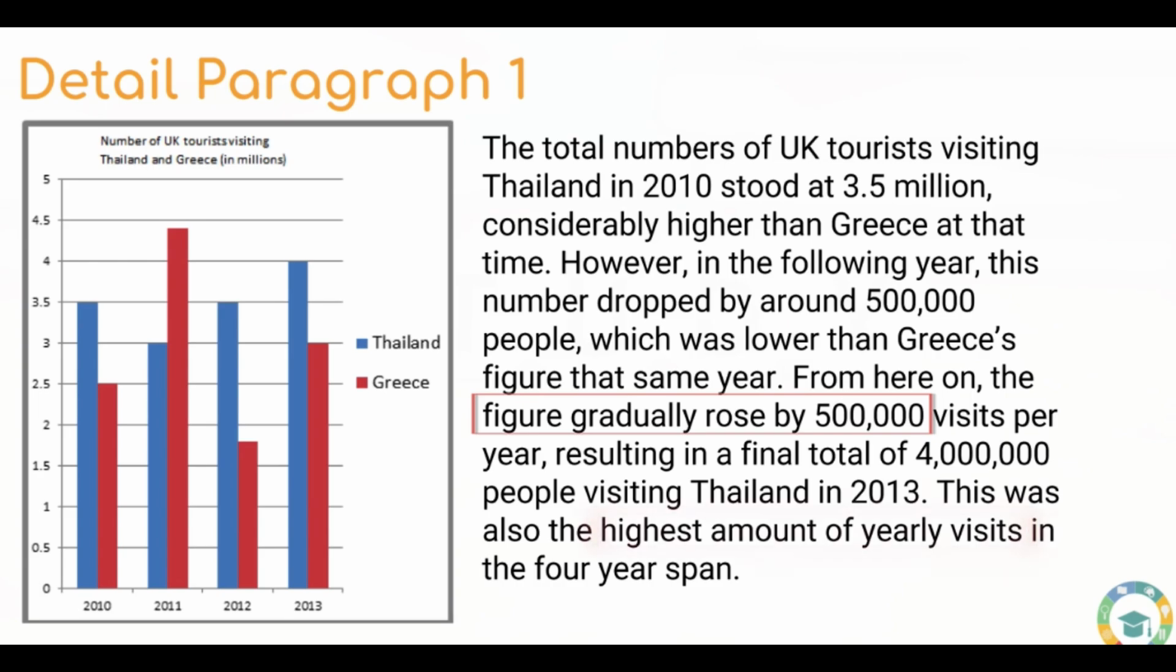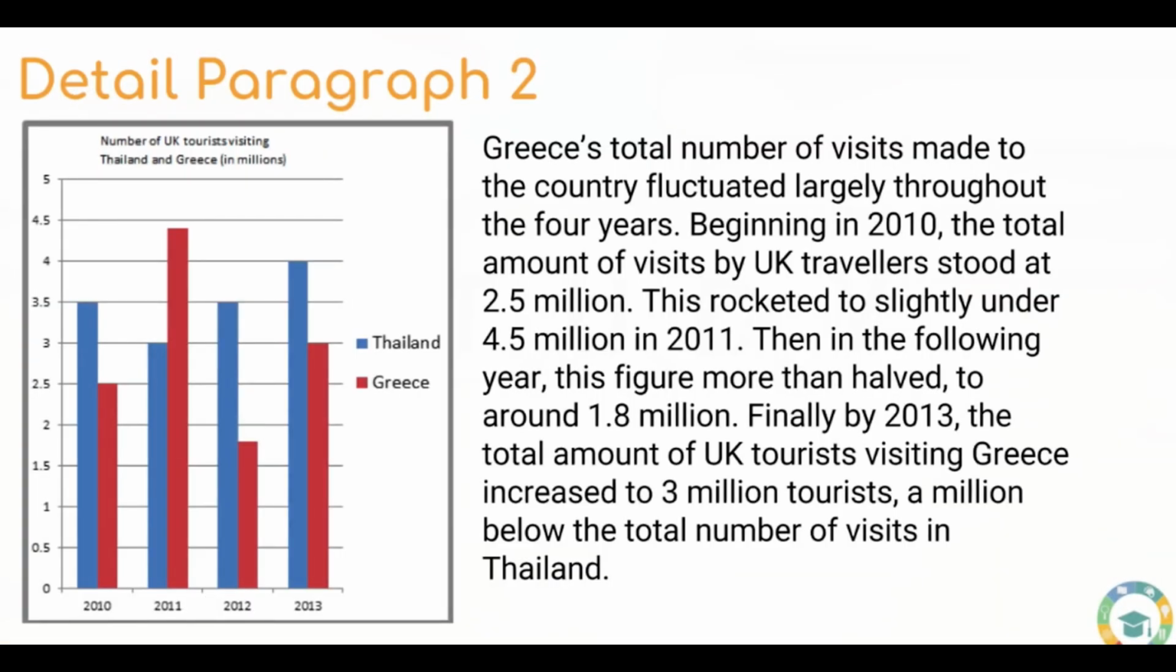Let's see the second detail paragraph for Greece. I began my second detail paragraph with a general statement saying that Greece's numbers fluctuated largely throughout the 4 years. I then started describing 2010 and gave the figure of 2.5 million.